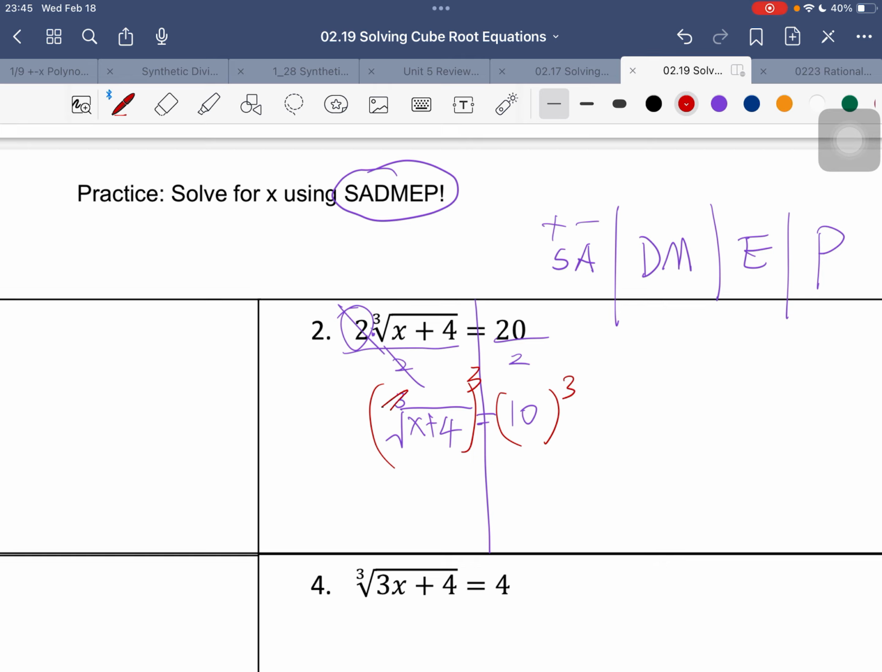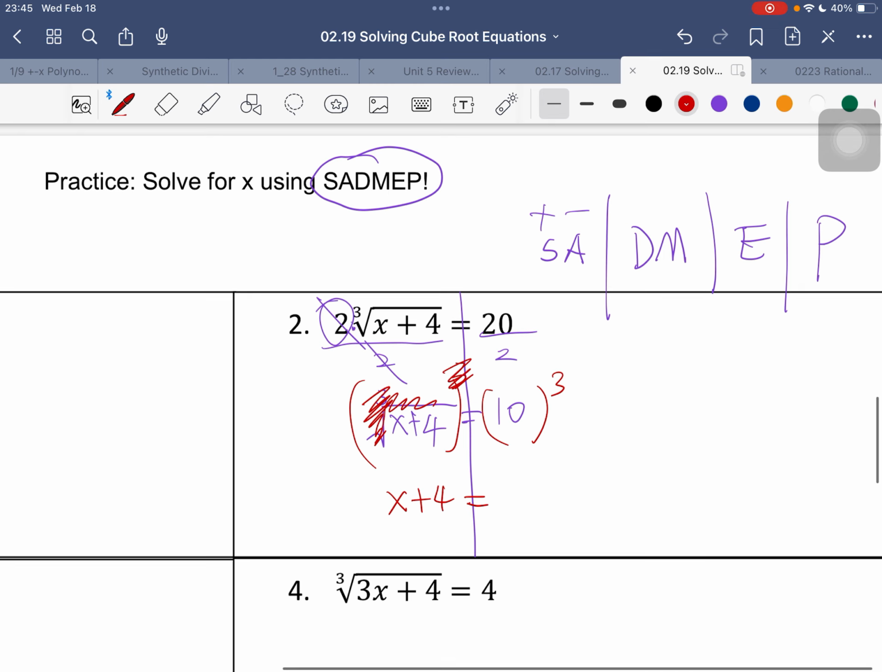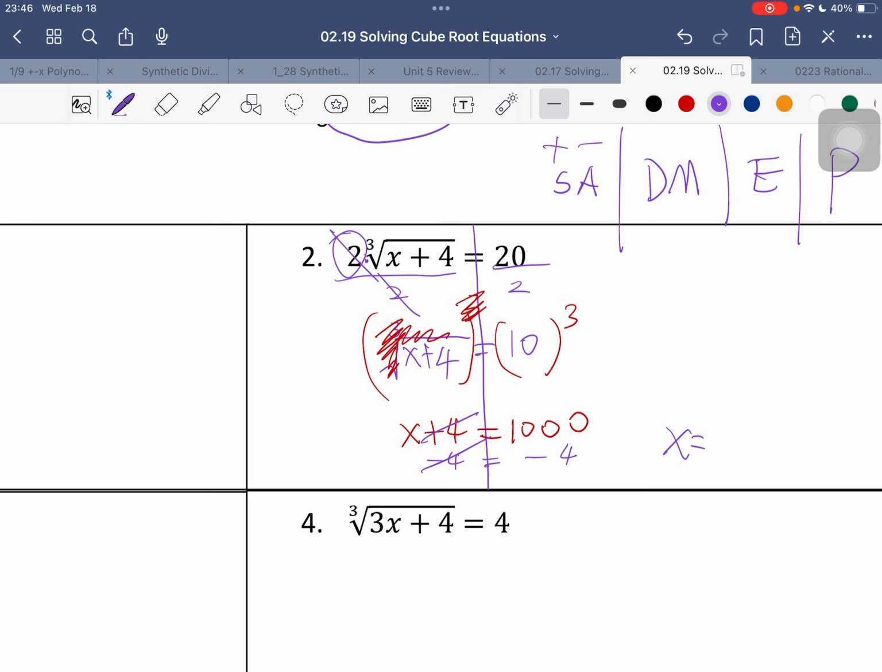Okay, so the cube root and the cube get canceled out. On the left side is just what's inside the cube root, x plus 4. And on the right side, 10 cubed, refer to the perfect cube anchor chart, is 1000. Then I need to have the x by itself by subtracting 4 on both sides. Positive 4 minus 4 gets canceled out. x equals 996. That's the answer.